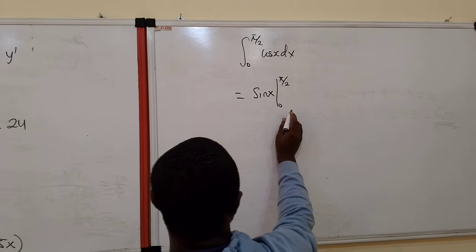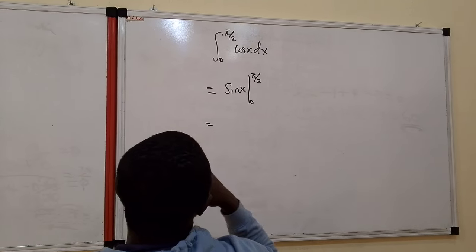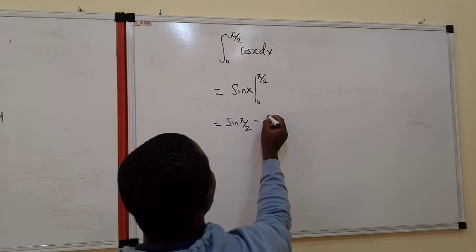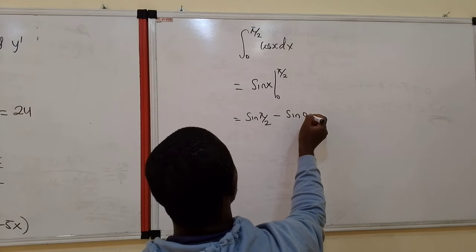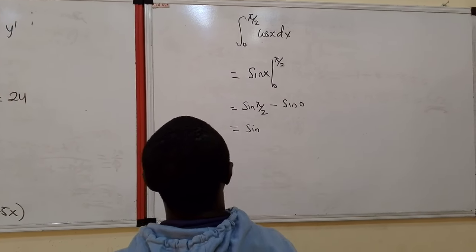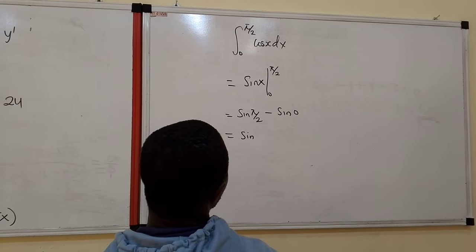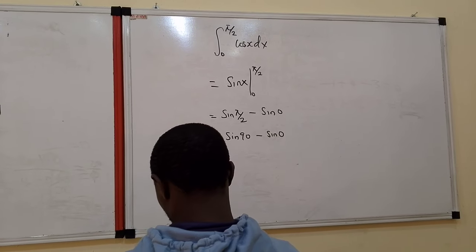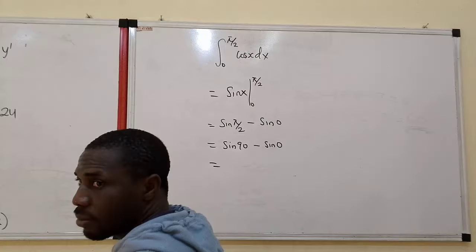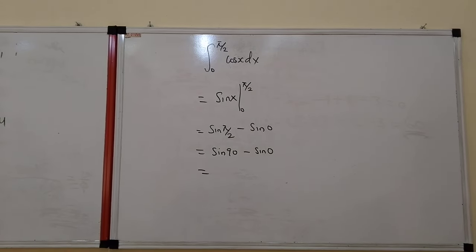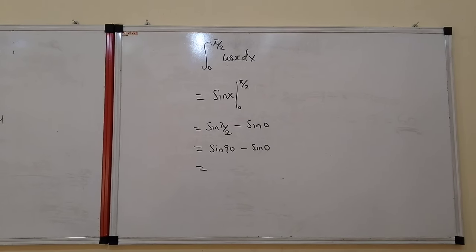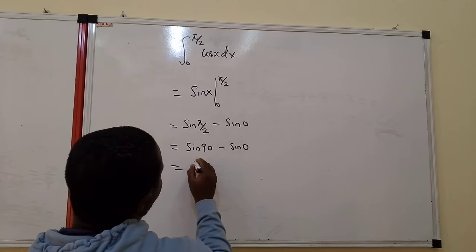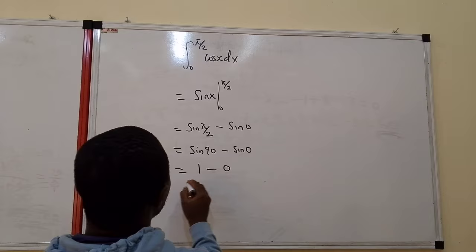This is going to give us, anywhere you see x now, you write pi over 2, sine pi over 2 minus sine, anywhere you see x now, you write 0. Pi is 180. 180 divided by 2 is 90. Sine 90 minus sine 0. What's sine 90? Sine 90 is 1. Sine 0 is 0. So 1 minus 0 is 1. That's the answer.